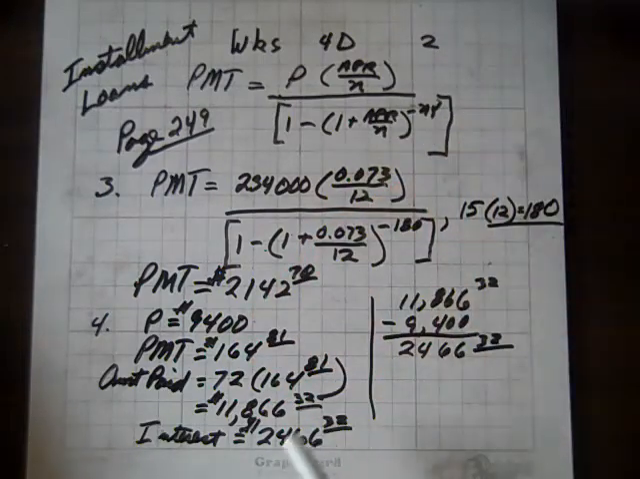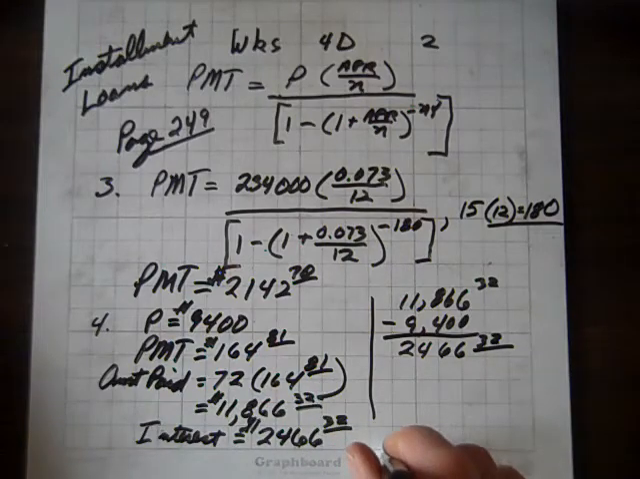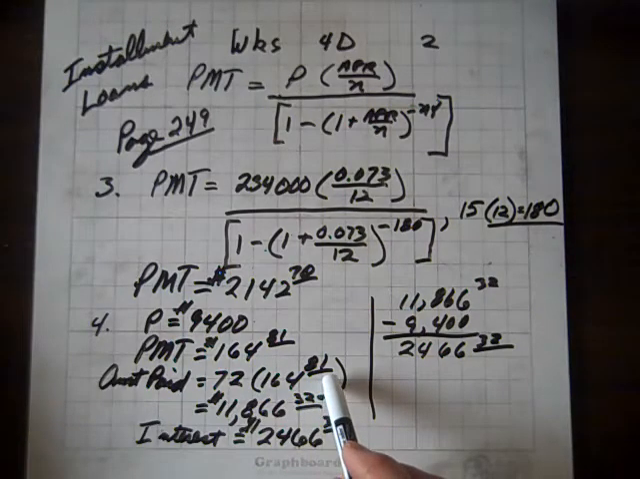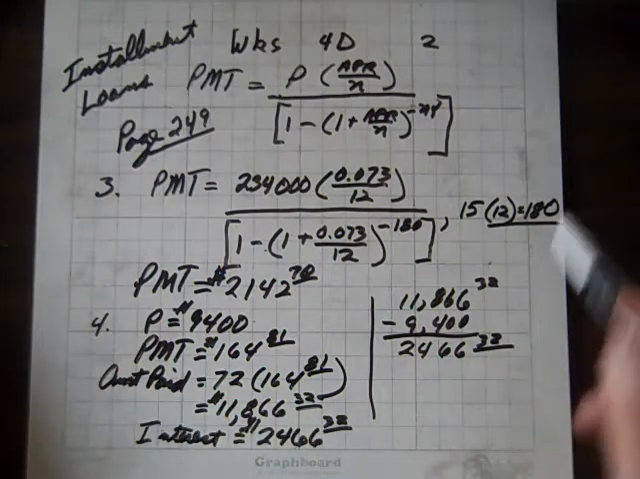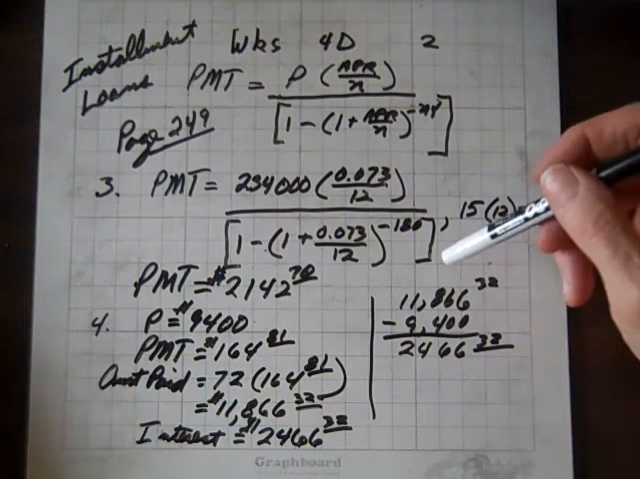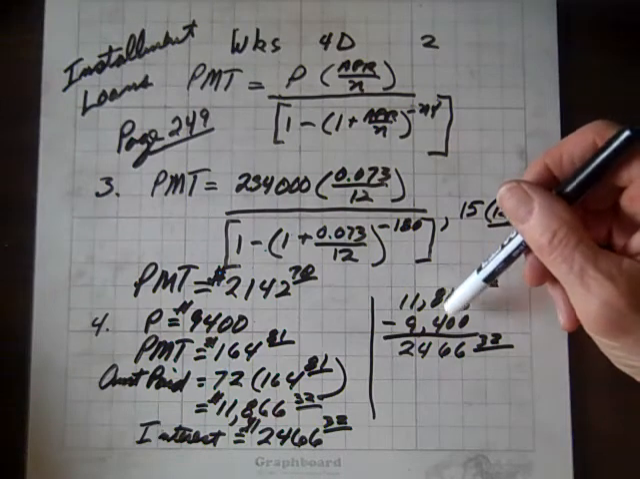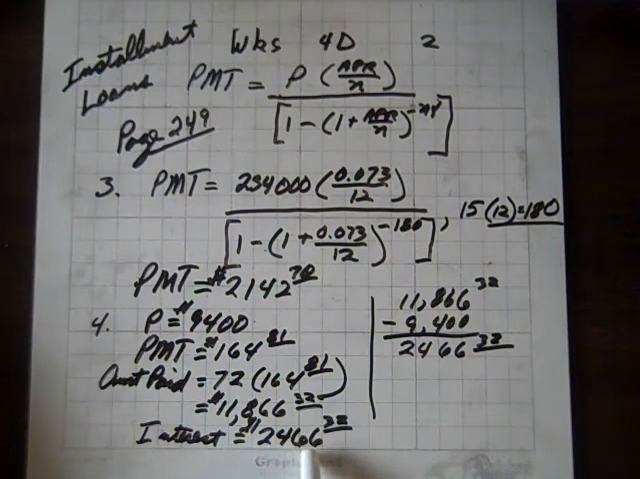$164.81. And the amount paid, well, in 6 years, at 12 months a year, you make 72 payments, and so your total is 72 times the monthly payment, and so the total amount that you paid was $11,866.32. And so when you find the difference between that amount paid and the principal, it turns out you paid $2,466.32 in interest.